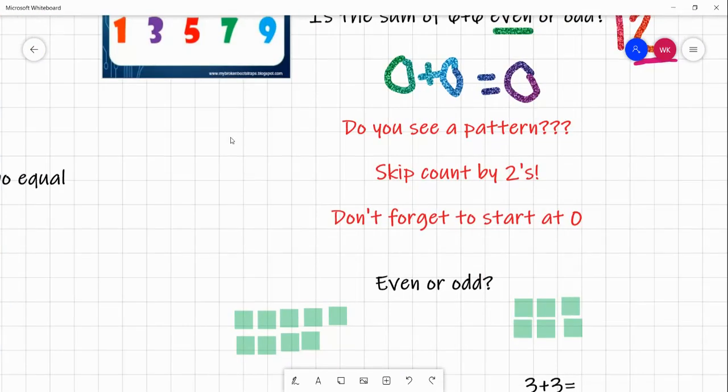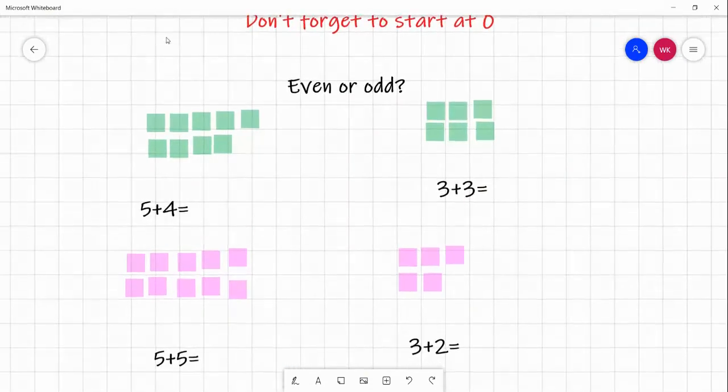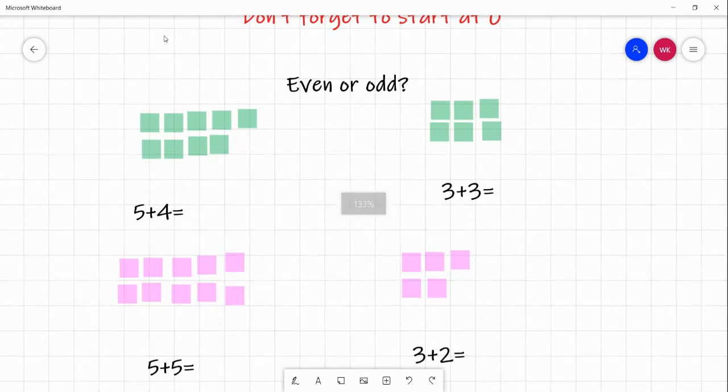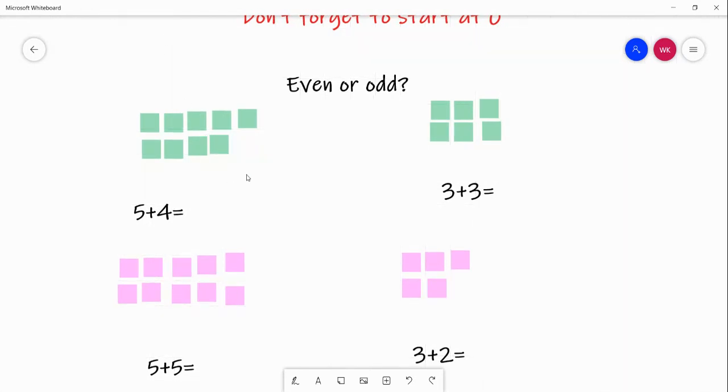So I want you guys to tell me if these are even or odd. We kind of touched on it last time, where even numbers are two equal groups, and odd numbers do not or cannot have two equal groups. So let's go ahead and see what 5 plus 4 is.